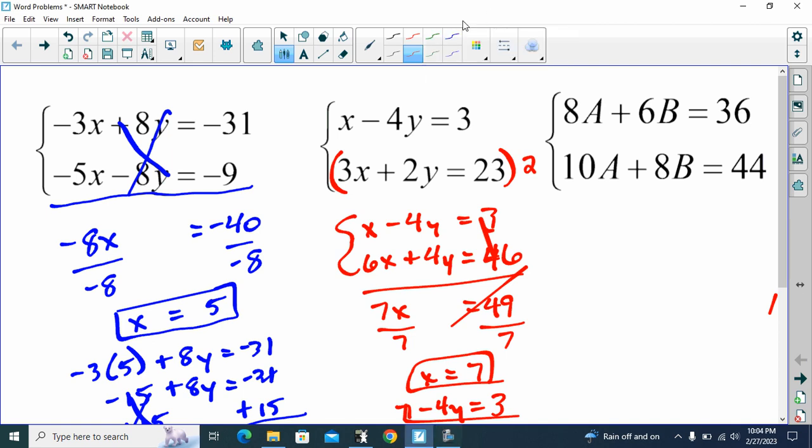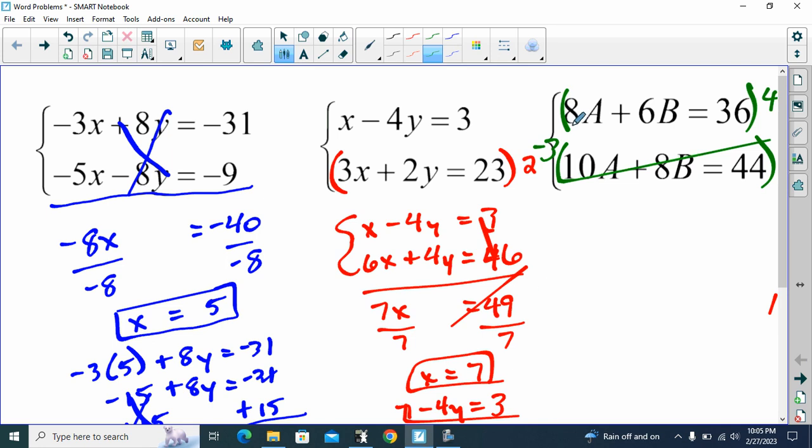And finally, number 3, 8a plus 6b is 36, 10a plus 8b is 44. Again, you could eliminate either variable. I do think the b's might be a little bit easier. 6 and 8, we can make those both 24. So I'm going to multiply the top equation by 4 and the bottom equation by negative 3. That way this gives me 24b and minus 24b.